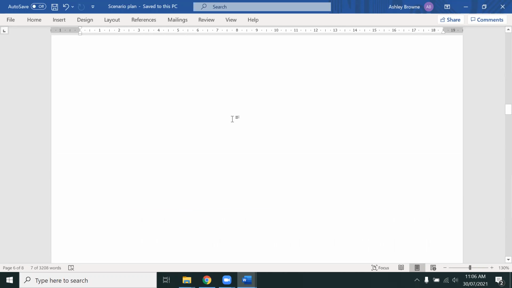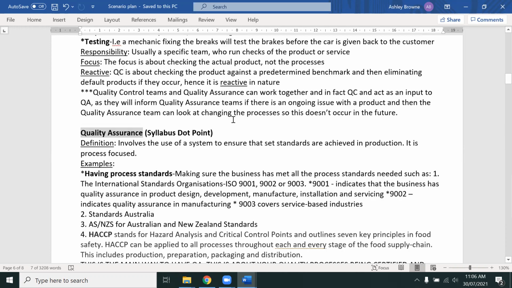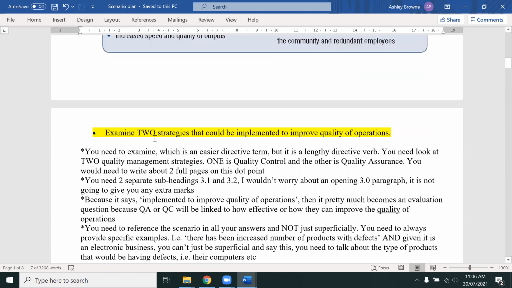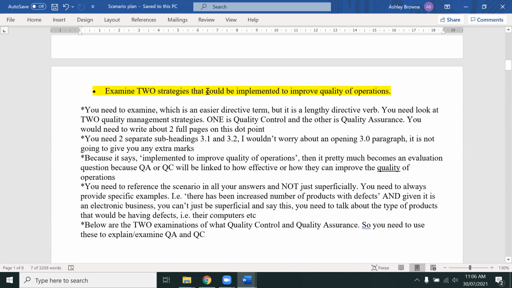Now, let's get on to the next one. And I'll try and get through it quickly, but I do need to do it properly. All right. So the second question is on the next page. Examine 2 strategies that could be implemented to improve the quality of operations. So again, you only need 2 strategies because it said 2. All right, it doesn't want you to do 4 and do them superficially. And it is an examine question, which is a lengthy question, but it's an easier question.